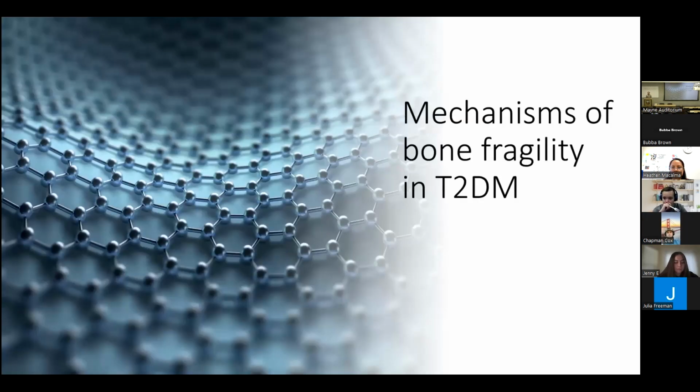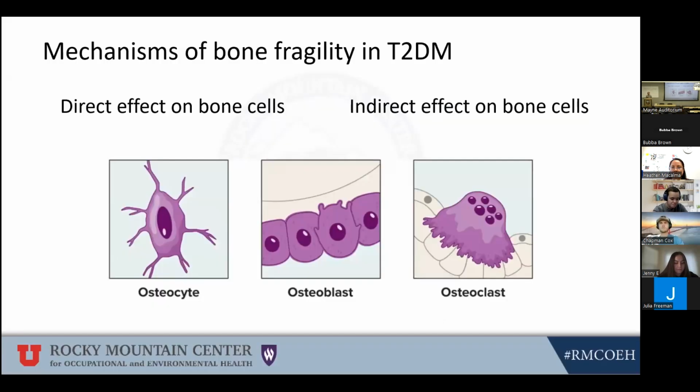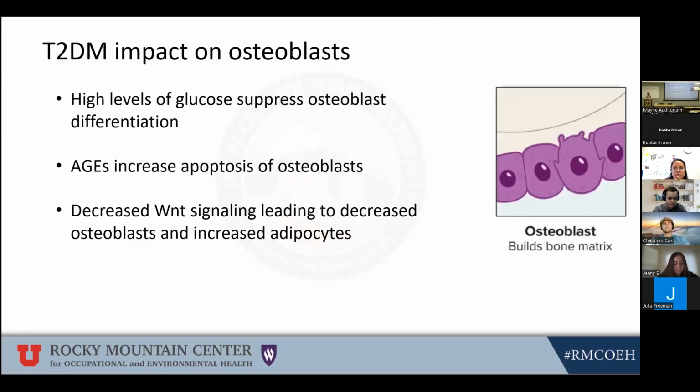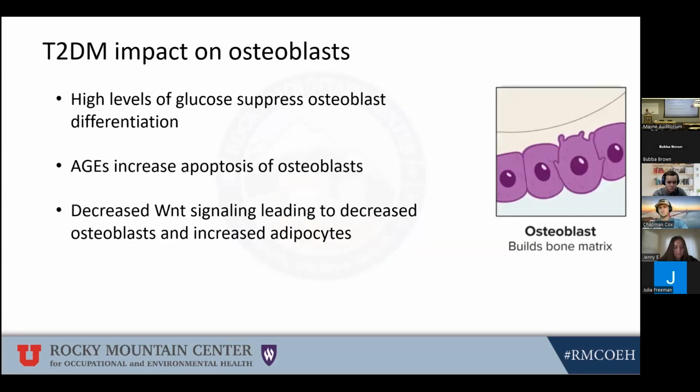Now the next section is the mechanisms of bone fragility in type 2 diabetes. This paper talks about it in two different ways: the direct effect on the cells and also an indirect effect on the cells. The indirect effect is the cellular environment, and the direct effect is just like it sounds, looking directly at the cells. So first, the direct effect on bone cells, going through each bone cell.